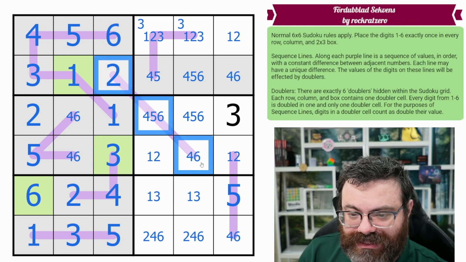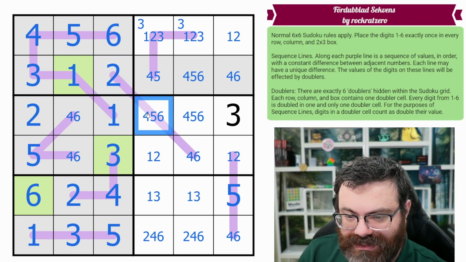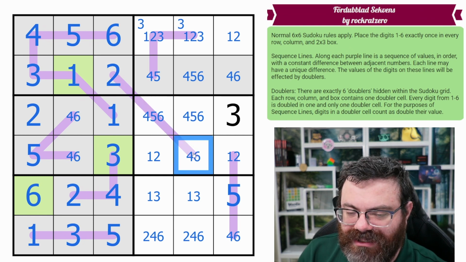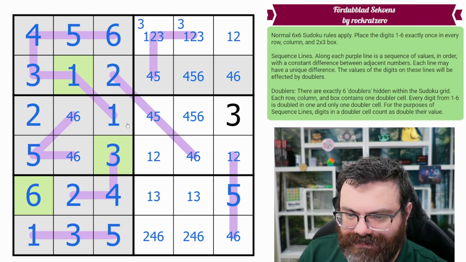I can't do 2, 6, 10. Why did I think this could be 6? Did I just pencil it? I don't know. So if this went 2, 6, you just add 4 again. This can't be a 10. Oh, because I got rid of the 5, so now this can't be a 6. Okay.